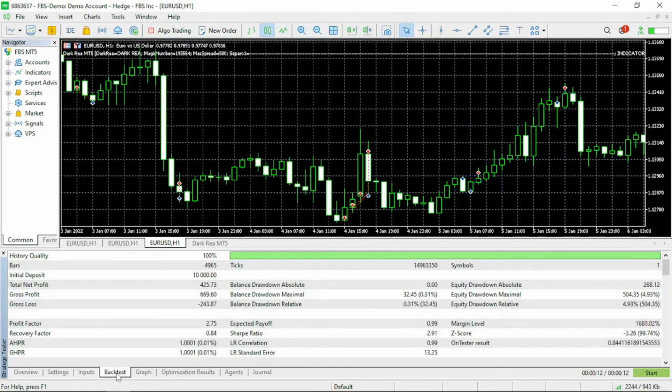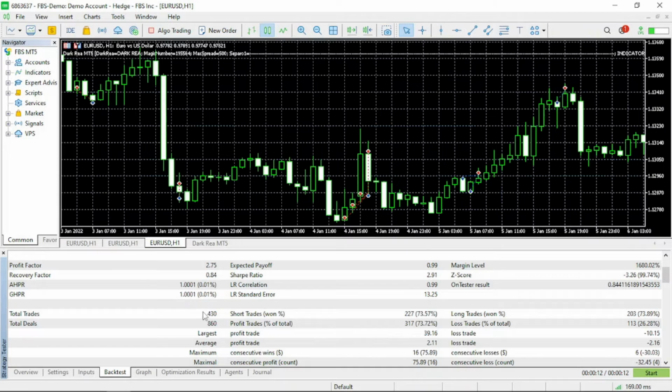So total net profit was $425.73 with a profit factor of 2.75. The equity drawdown was 4.9%. It placed a total of 430 trades, with the largest profit trade $39 and the largest loss $10. The average profit trade was 2.11 and the average loss 2.16. However, that looks very impressive.